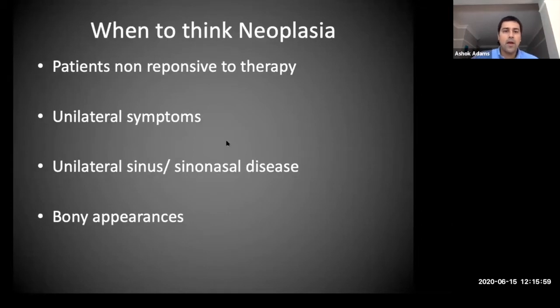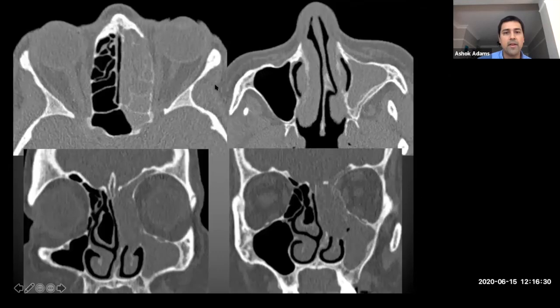So, just to summarize, once I've looked at drainage pathways, nasal cavity, nasal septum, when do I think of neoplasia? I've shown you a few examples and I'll show you some of the cases. Bony appearance is really the key as a radiologist. So trying to delineate whether you think there's bony remodeling, pressure erosion, or whether you think there's a more aggressive pattern of bony destruction. Typically, if you've got a unilateral pattern of sinus disease or opacification, and our clinicians will tell us if they've seen anything suspicious or patients who are really non-responsive to medical therapy.